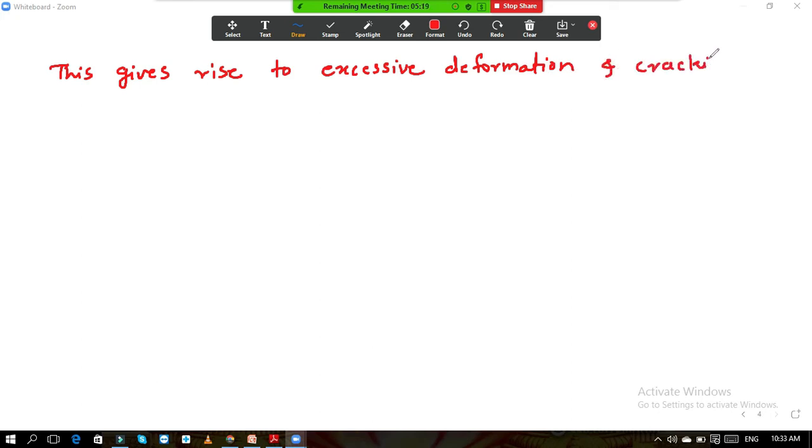This gives rise to excessive deformation. Deformation means deflection. Okay, and cracking. Okay, so this is the one thing.